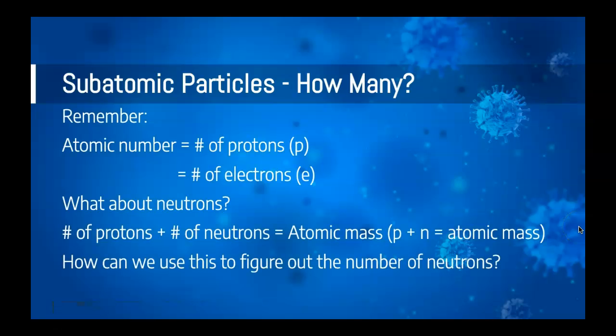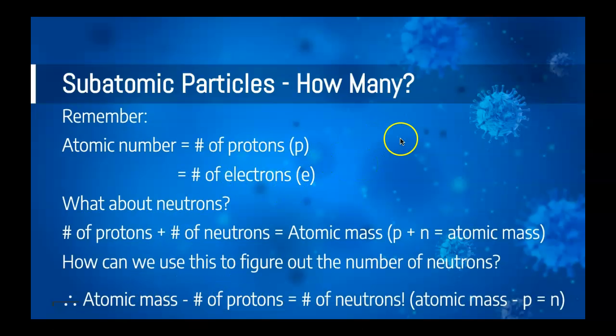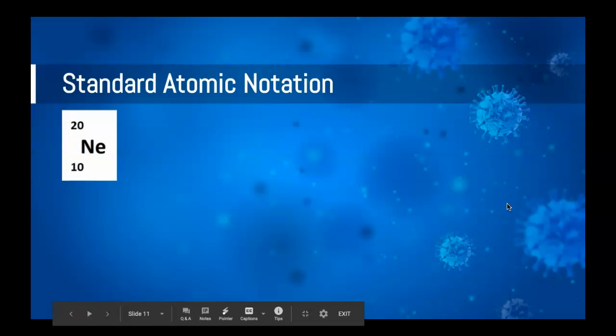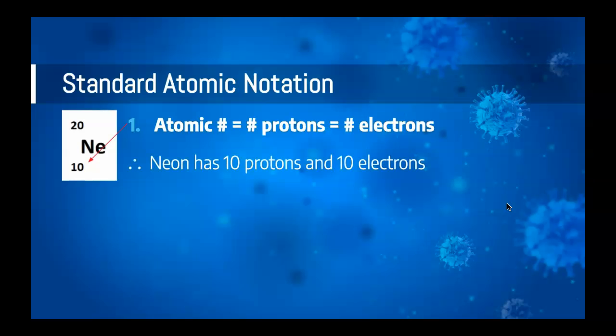So how do we use that to figure out the number of neutrons? Well, P is the atomic number. So, the atomic mass minus the number of protons equals the number of neutrons. So the atomic mass minus P will give us N. So why were we talking about standard atomic notation? Well, watch. At the bottom, we have the atomic number, which is equal to the number of protons and the number of electrons. So right here, we have neon. And because the atomic number is 10, that tells us it has 10 protons and 10 electrons.